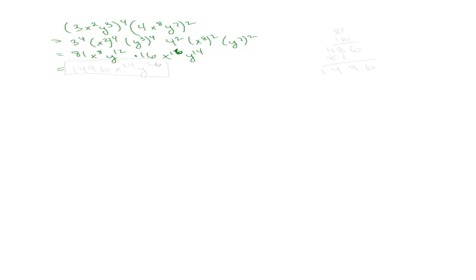I just need to work on rule 1, which is combine all the like bases. So 81 times 16, I'm going to multiply, and that's going to give me some number. I don't know. I can do it on the side. So that gives me 1296. X to the 8th and x to the 16th, I add up the exponents, keep the same base. It's going to give me x to the 24th. And then the y's, I'm going to do the same thing. That's going to give me y to the 26th. That would be it right there.